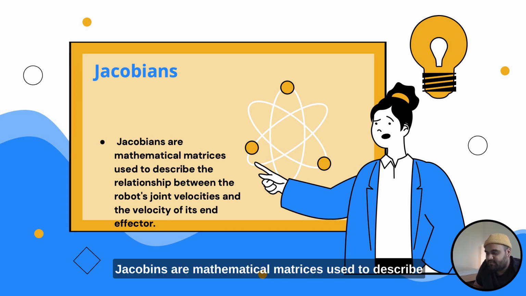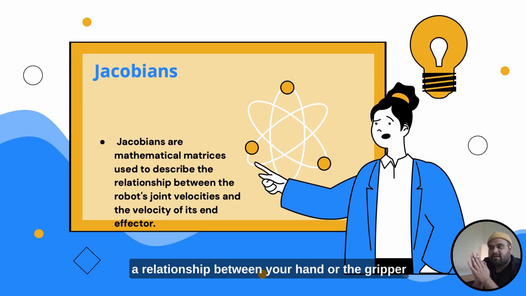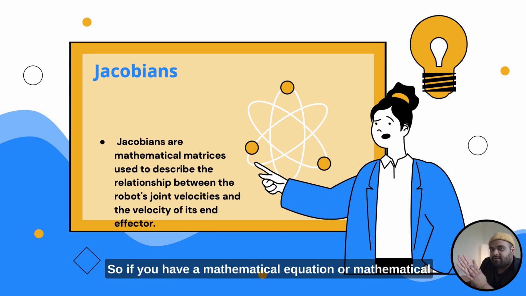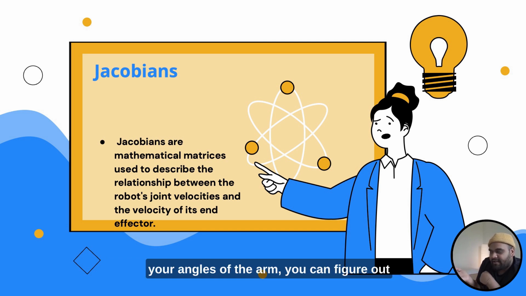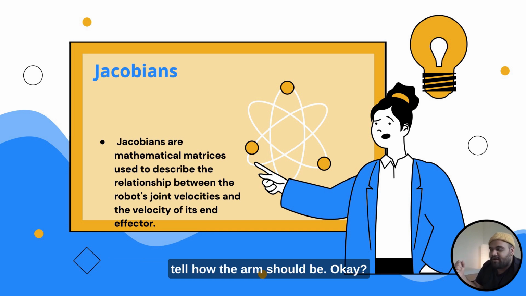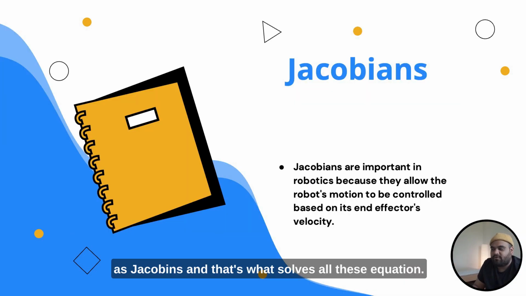Jacobians are mathematical matrices used to describe the relationship between the robot joint velocities and the velocity of its end effector. In very simple and easy terms, you need a relationship between your hand or the gripper, okay, and your angles, okay, how it's working. So if you have a mathematical system which can talk between your hand position and your angles of the arm, you can figure out any position in the world, because essentially either you tell where the hand should be, or you tell how the arm should be. Okay, so the relation between both of these is known as Jacobians, and that's what solves all these equations.